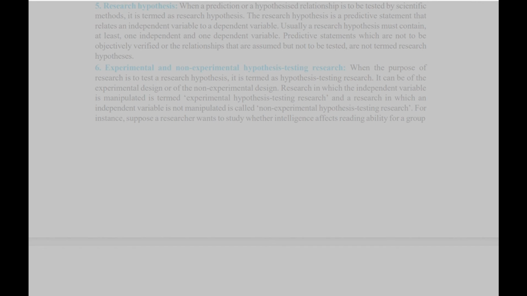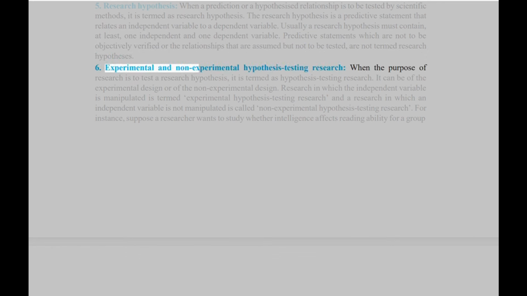5. Research hypothesis. When a prediction or a hypothesized relationship is to be tested by scientific methods, it is termed as research hypothesis. The research hypothesis is a predictive statement that relates an independent variable to a dependent variable. Usually, a research hypothesis must contain at least one independent and one dependent variable. Predictive statements which are not to be objectively verified, or the relationships that are assumed but not to be tested, are not termed research hypotheses.